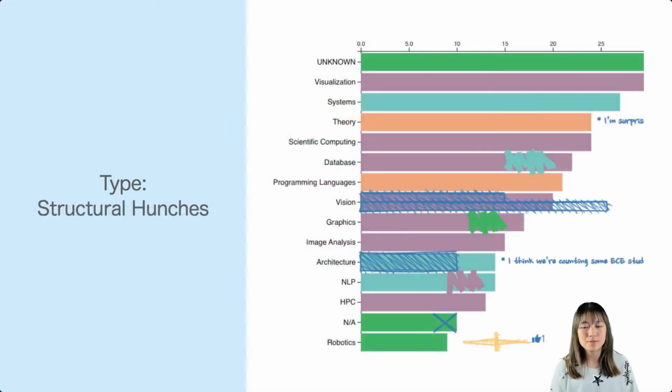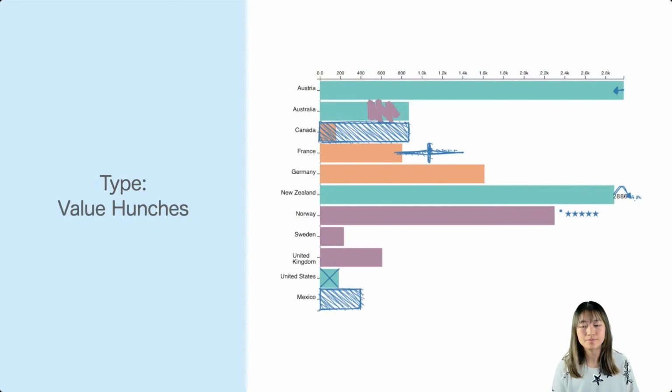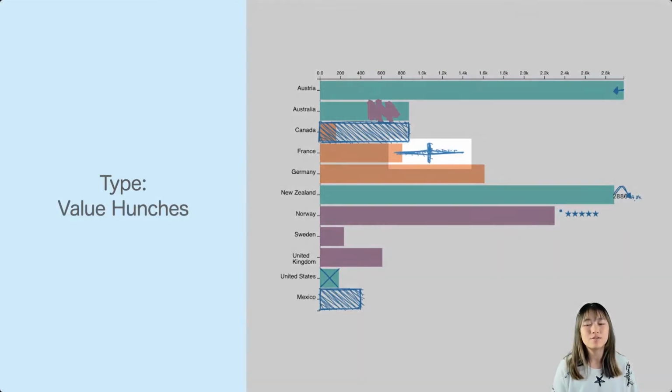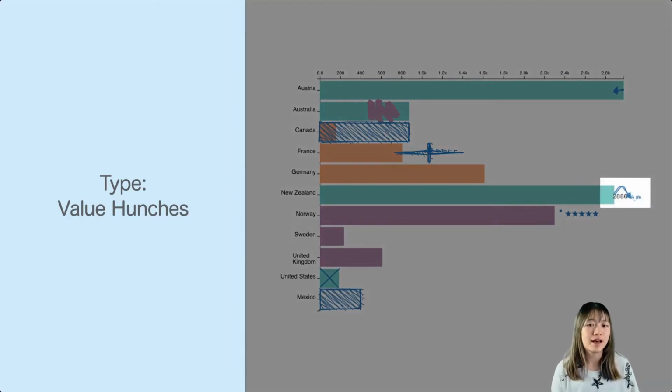Structural hunches speak to the inclusion and exclusion of data items. For example, a user wants to exclude not applicable in this dataset about CS student majors and add it to unknown category. And finally, we identify value hunches. A user may think that the reality of France's COVID cases is between 700 and 1400 instead. Or that New Zealand might have COVID cases around 3,000 instead of 2,800.